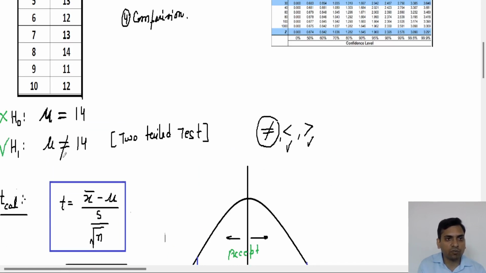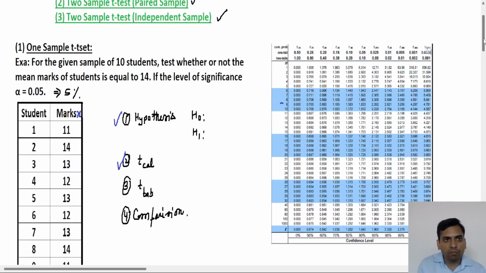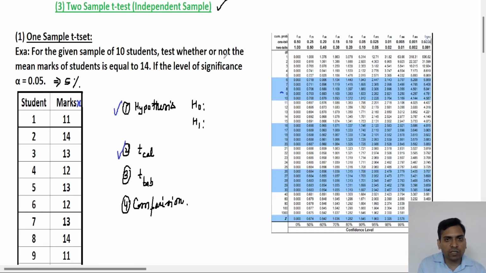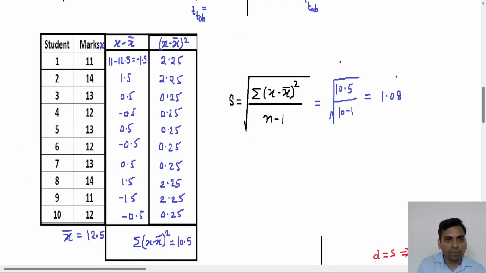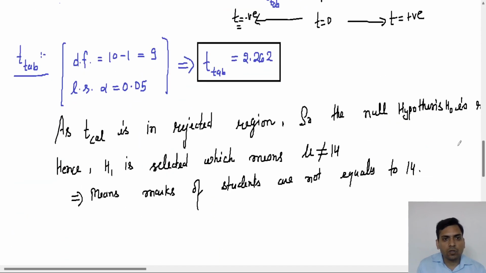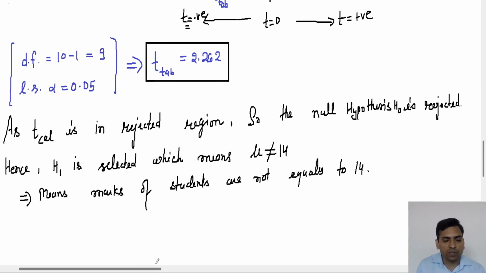If this is not so, then such a situation arises. Clear? So main question is what? Test whether or not the mean marks of a student is equal to 40. So we can't consider this group of students as having mean marks equal to 40. So mean marks of a student are not equal to 40. So this is what? This is t-test for one sample.